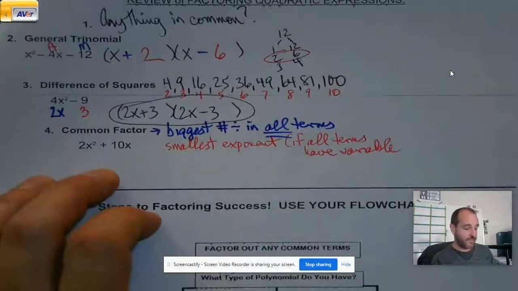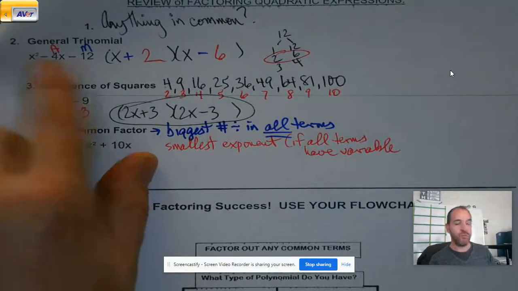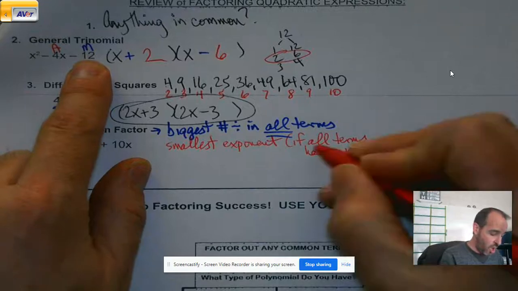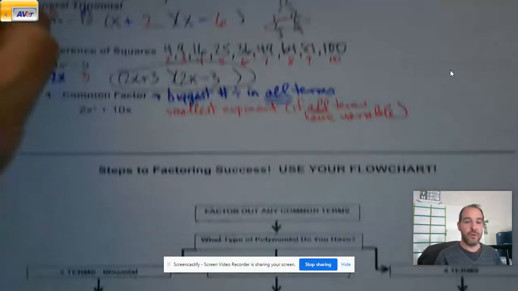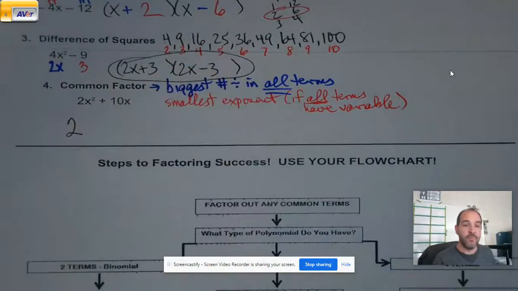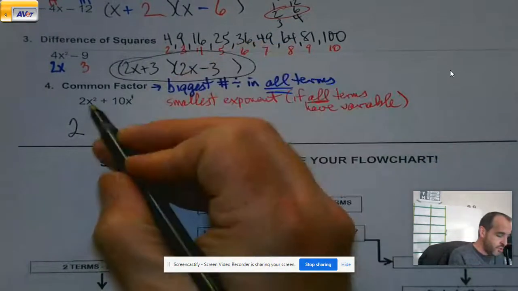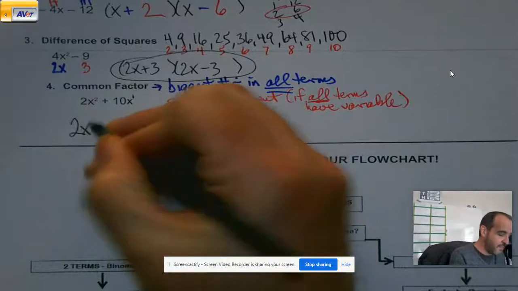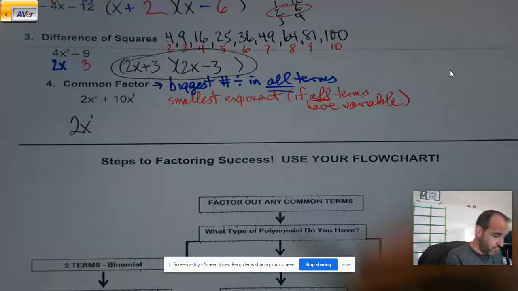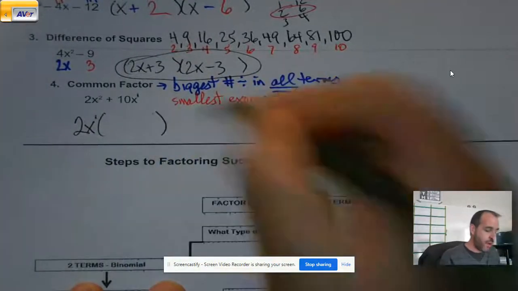So like for instance, if you were looking at this problem, I can't take an x out because this 12 doesn't have an x. Okay? So all terms we would have to do here. So I look and I go, okay, what's the biggest number that divides into 2 and 10? 2. Okay? 10 doesn't go into 2. 10 is bigger than 2. Smallest exponent, remember, 2 or 1. So x, if you want to put x to the first, you could. But that's not the only thing I'm going to do here. I'm going to put parentheses.